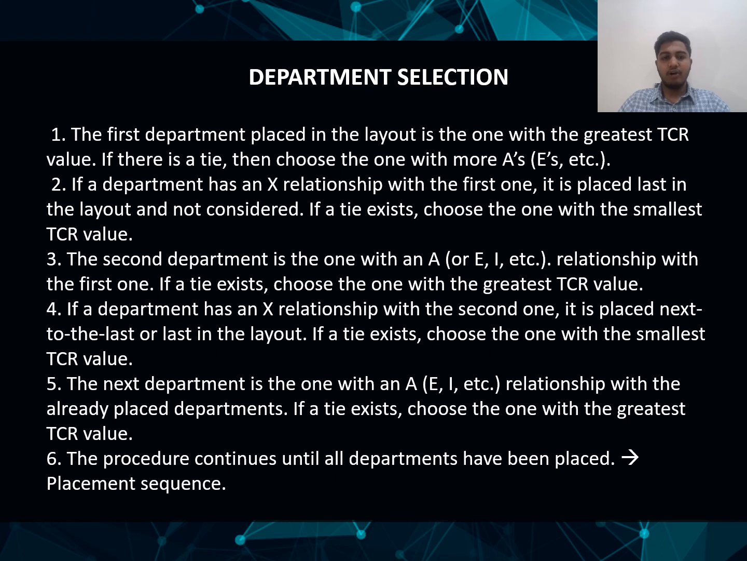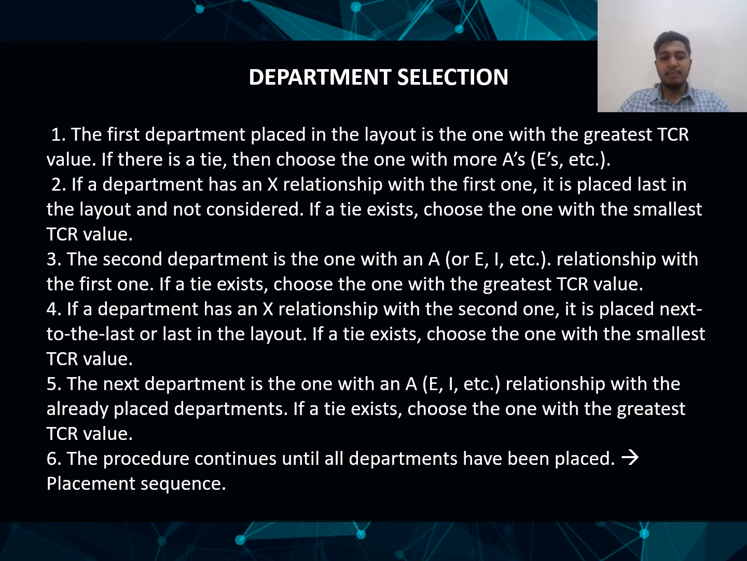Department selection of CORELAP. The first department placed in the layout is the one with the greatest TCR value. If there is a tie, then choose the one with more A's, E's, and I's, and so on. Secondly, if a department has an X relationship with the first one, it is placed last in the layout and not considered. If a tie exists, choose the one with the smaller TCR value.